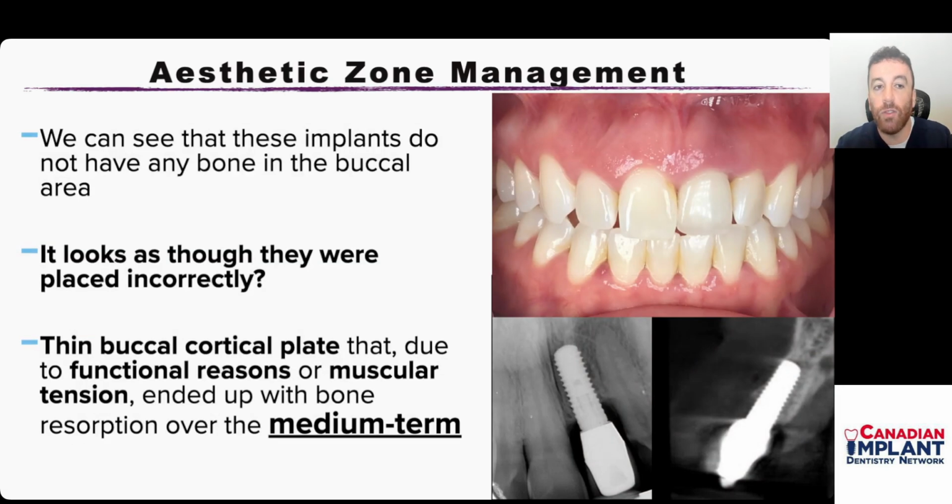So in the aesthetic zone, a lot of the time when you've placed implants in immediate cases, and you take a CT scan by chance on your cases, or maybe the patient's symptomatic, if you take a CT scan, it looks like these implants were placed incorrectly, meaning they're outside of the bony housing. But what happened in the medium term is that thin facial plate has resorbed, either from muscle tension or just from natural resorption that happens in cases where you've done an extraction.